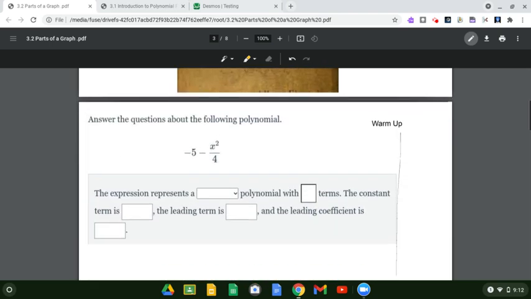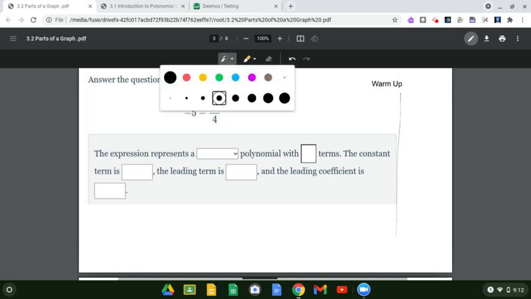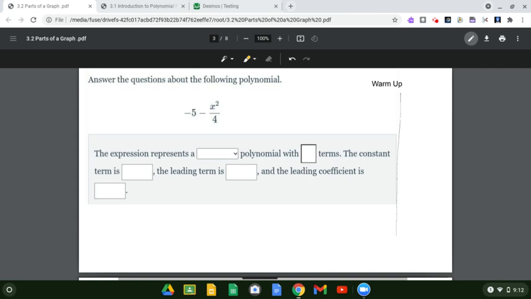I'm going to start with a warm-up question. The question says, answer the questions about the following polynomial: -5 minus 1/4 x squared. The first thing I want to do in order to answer these questions is put it into standard form. Standard form, remember, is in descending order from highest power down to lowest power. So I'm going to rewrite this as -1/4 x squared minus 5. Rewriting it helps me to better answer the questions below.